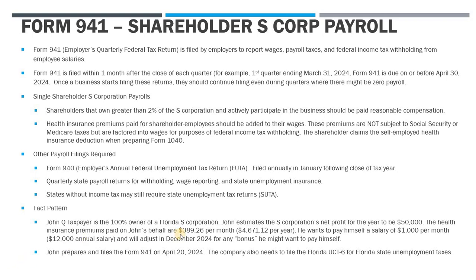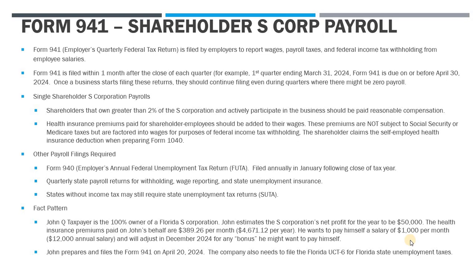Now let's look at our fact pattern here, and then we'll have a look at that Excel workbook. So we have John Q. Taxpayer. He's the 100% owner of this S corporation, and he actively participates in the business. He estimates that the net profit for the S corp is going to be $50K, and the health insurance premiums that the S corporation is paying are $389.26 a month. So that's $4,671.12 in the year.